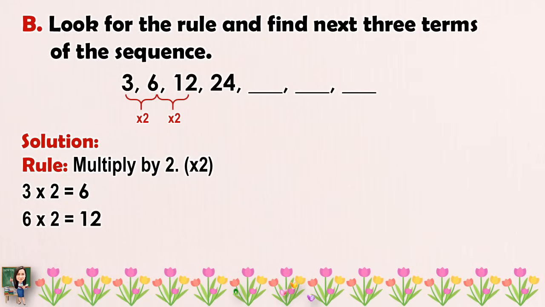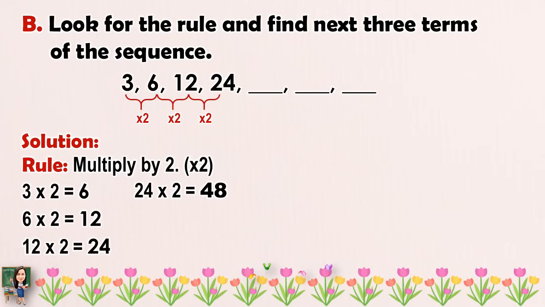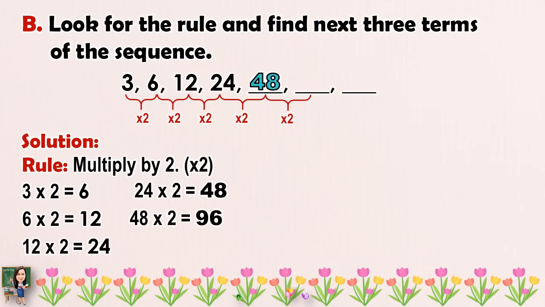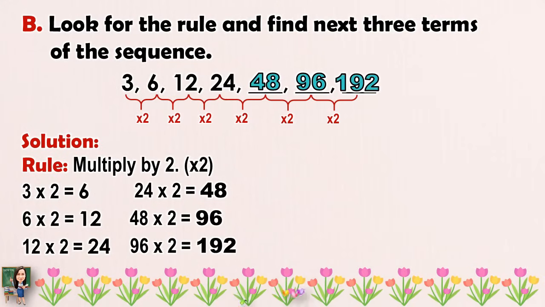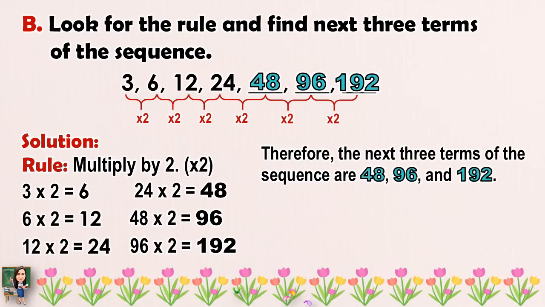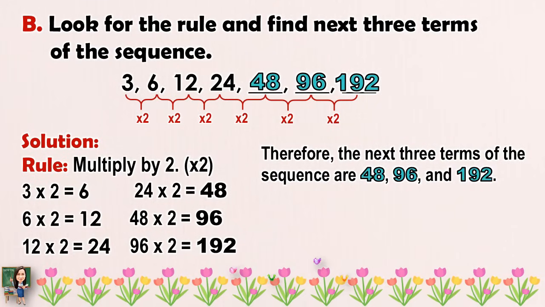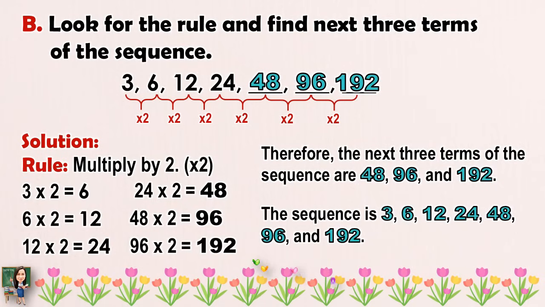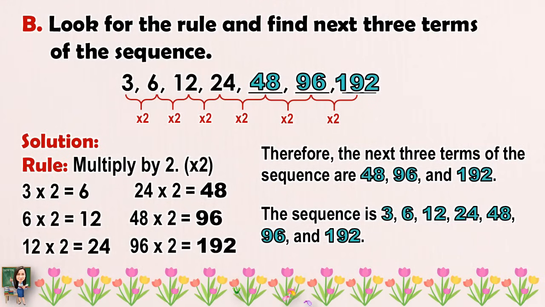6 times 2 equals 12. 12 times 2 equals 24. 24 times 2 equals 48. 48 times 2 equals 96. 96 times 2 equals 192. Therefore, the next three terms of the sequence are 48, 96, and 192. The sequence is 3, 6, 12, 24, 48, 96, and 192.